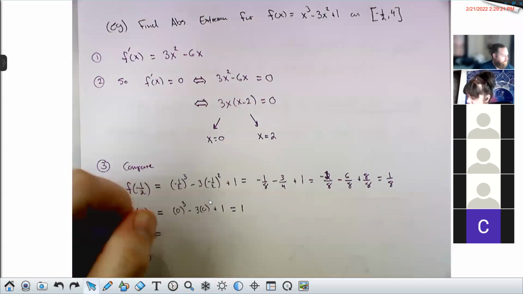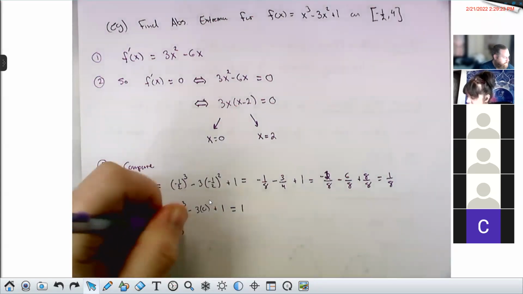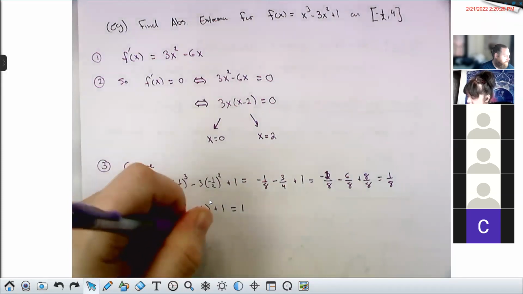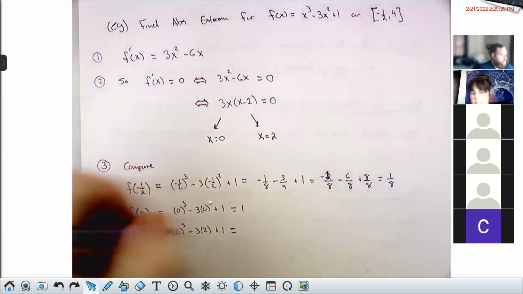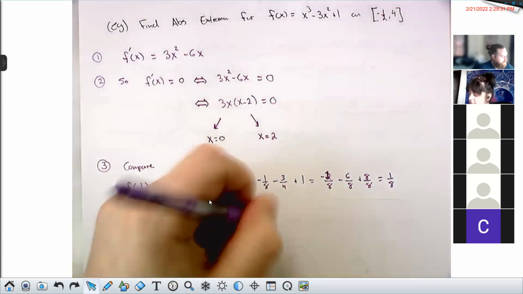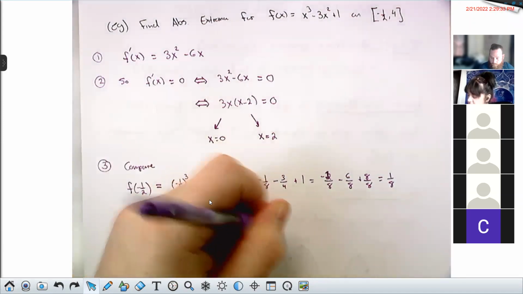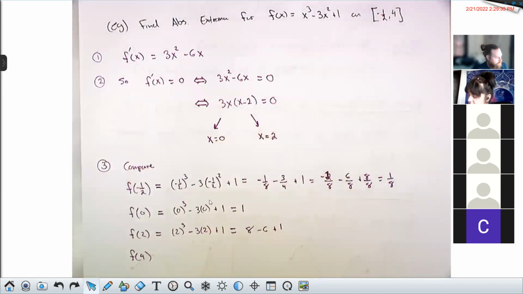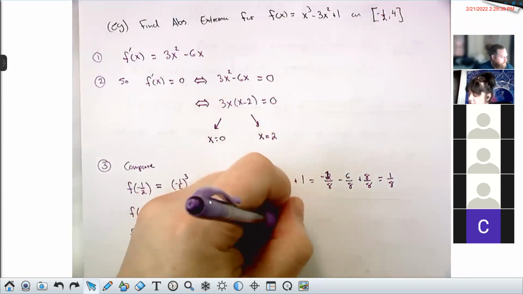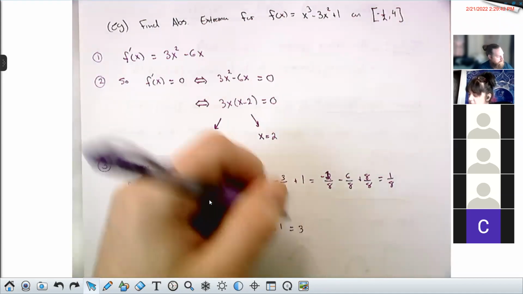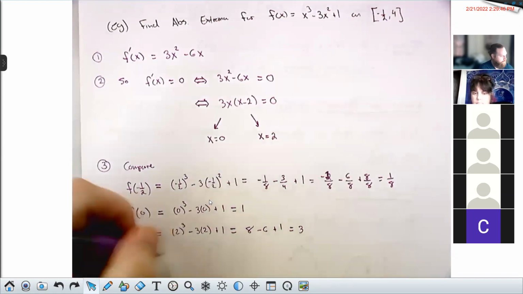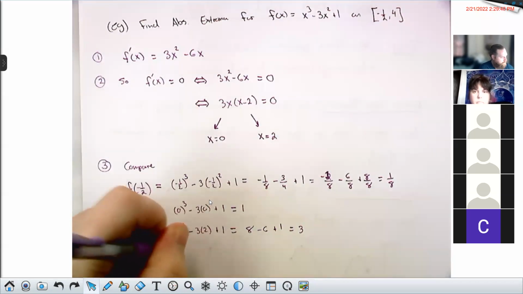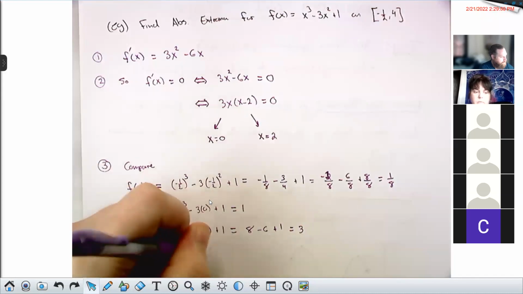f of 2 is 2 cubed minus 3 times 2 plus 1, which is 8 minus 6 plus 1, which is 2 plus 1, which is 3. And f of 4 is 4 cubed. Okay, I'm sorry.